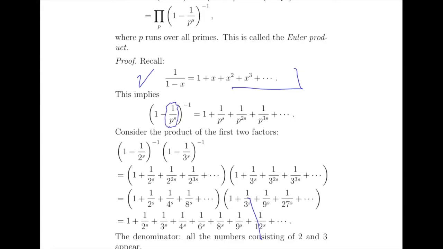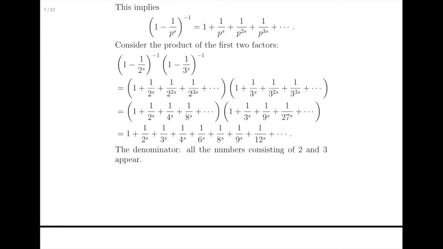Okay. So then (1 minus 1 over p to the s) to the minus 1 is expanded to 1 plus 1 over p to the s plus 1 over p to the 2s plus 1 over p to the 3s, etc. So therefore, consider the first two terms of our product expression, (1 minus 1 over 2 to the s) to the minus 1 times (1 minus 1 over 3 to the s) to the minus 1, and we insert this expansion into these terms and expand everything. So what happens?